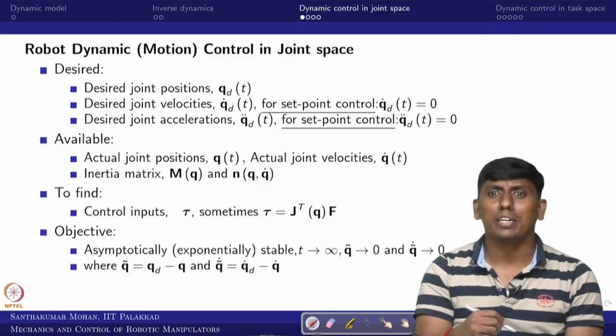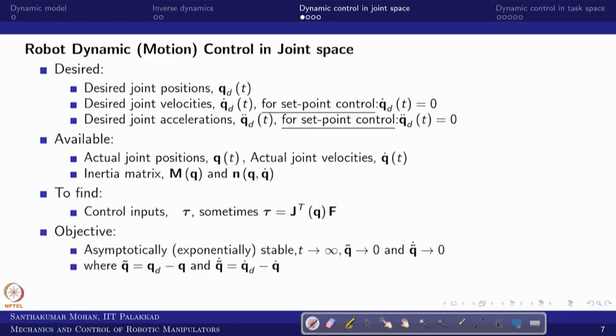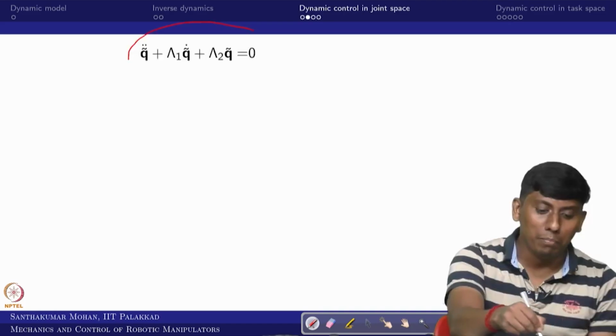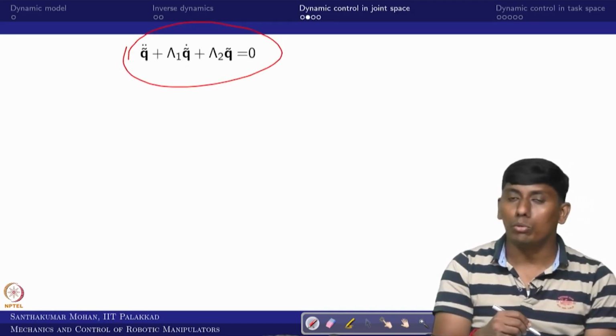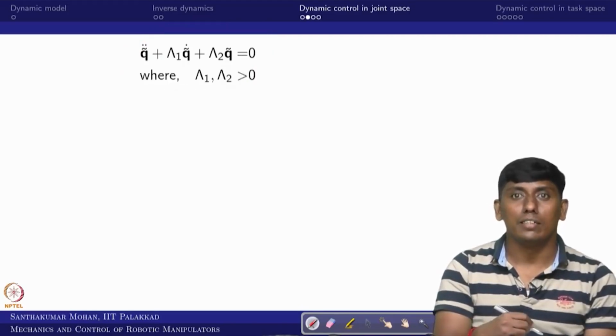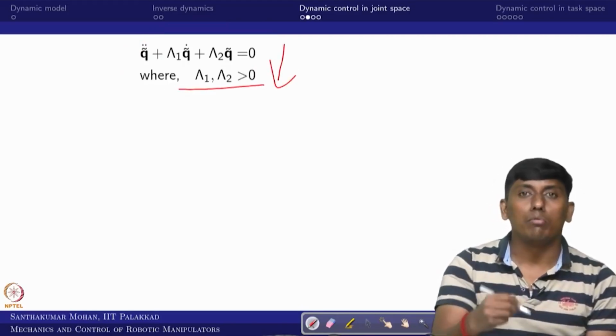In that case, what can one expect? One can expect that the closed loop system is exponentially or asymptotically stable, in the sense that as t tends to infinity, q tilde and q dot tilde tend to 0. So the second order error dynamics is supposed to be stable. We can take the second order error dynamics in this form, where lambda 1 and lambda 2 are positive constants. In this case they are matrices, but we assume positive constants, then this would fulfil what you wanted.